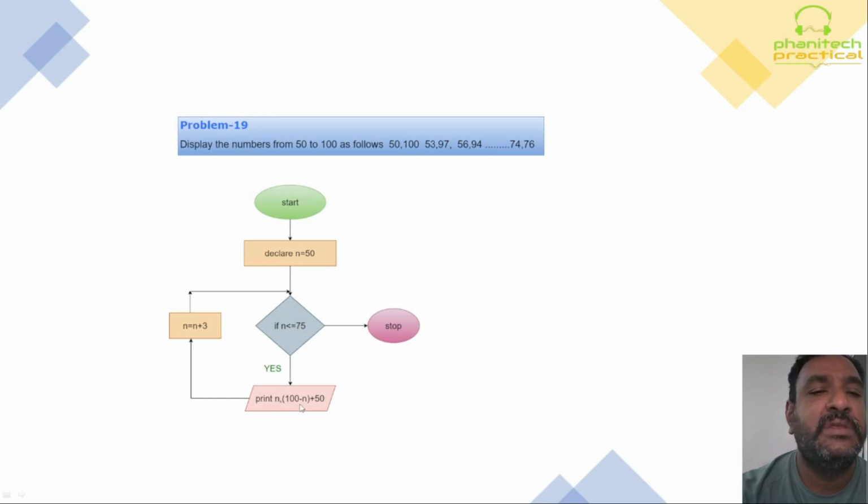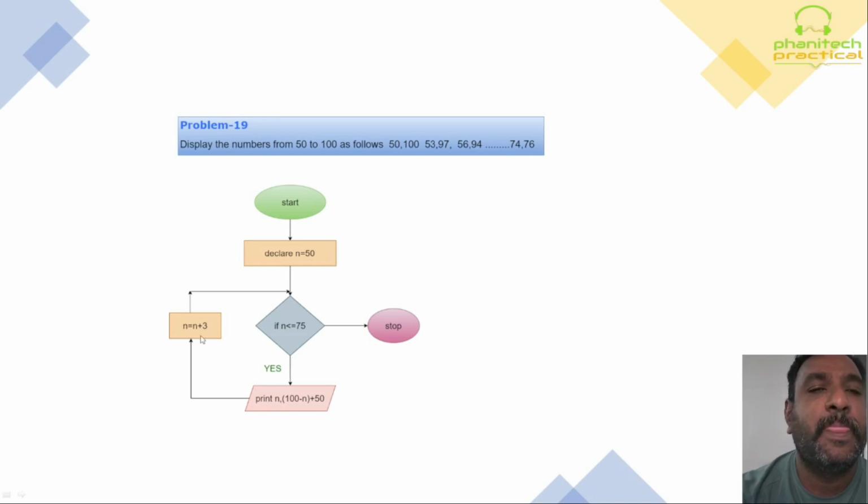100 minus 71, how much? It becomes 29. So 29 plus 50 becomes 79. Next, 71 plus 3 becomes 74. 74 less than or equal to 75. So 74 is displayed. 100 minus 74 becomes 26. 26 plus 50 is 76. And n is incremented.